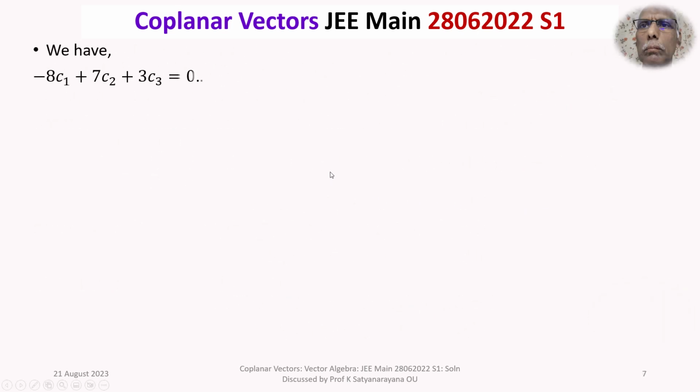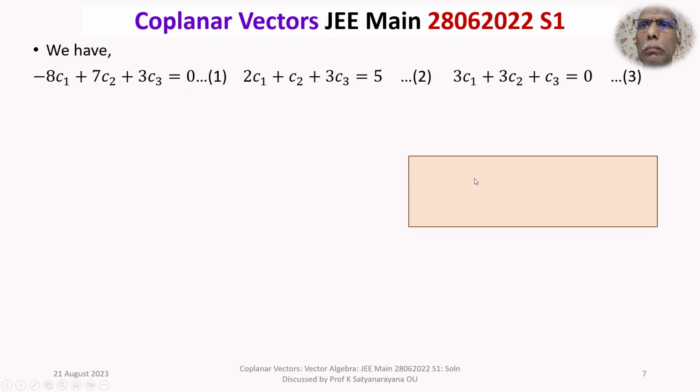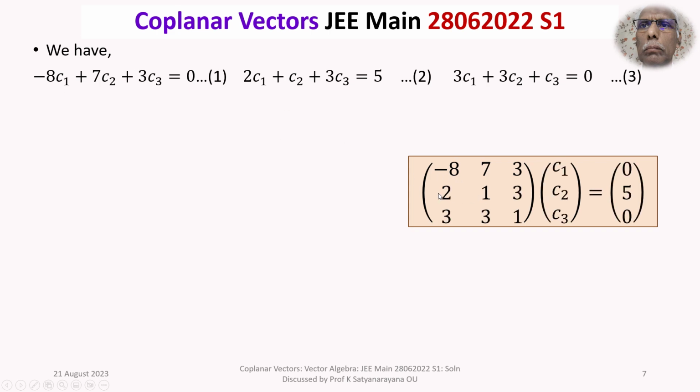We have those three equations, equation 1, equation 2, equation 3. I prefer to solve these three equations in three unknowns by Cramer's rule. But first of all, let us see what these are. It is a system of non-homogeneous linear equations whose matrix equation is this one: the coefficient matrix with rows minus 8, 7, 3; 2, 1, 3; 3, 3, 1.